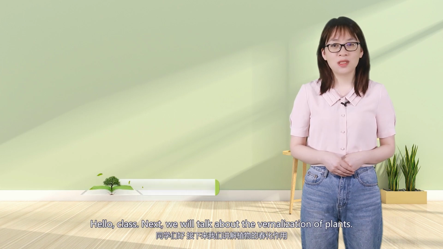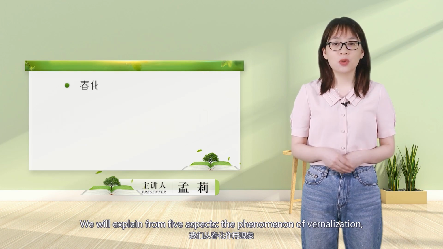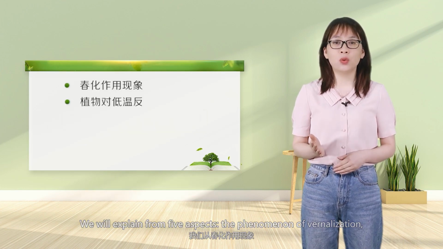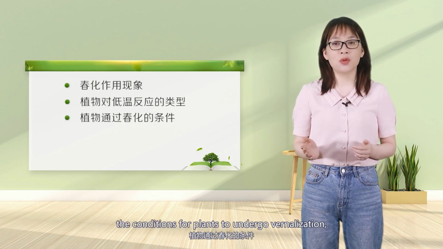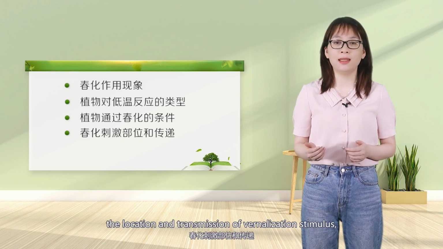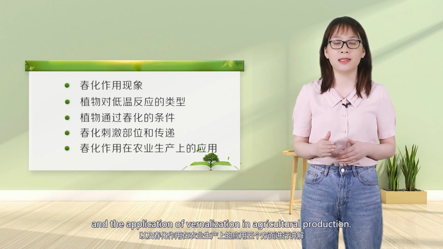Hello class. Next, we will talk about the vernalization of plants. We will explain from 5 aspects: the phenomenon of vernalization, the types of plant responses to low temperature, the conditions for plants to undergo vernalization, the location and transmission of vernalization stimulus, and the application of vernalization in agricultural production.